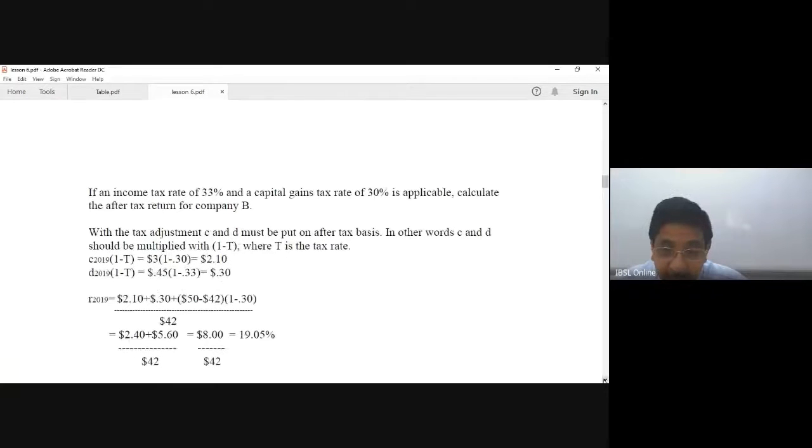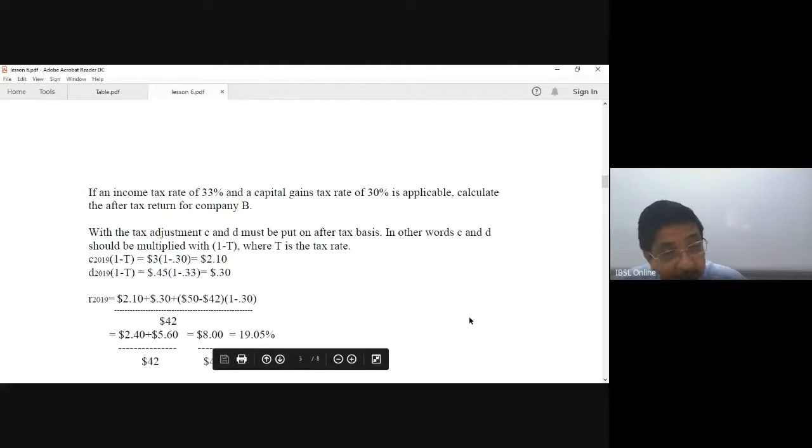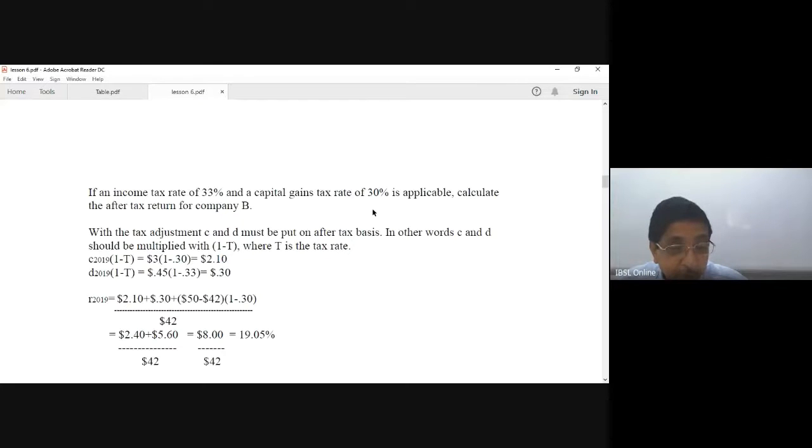Now you can see what really will happen when the tax rate is involved. I think invariably in most cases, in any country or in any jurisdiction, income tax is a must for this type of thing. So income tax has to be in two forms. There will be a capital gains tax in some countries and income tax also. I have given in this example the income tax rate as 33% and the capital gains tax rate as 30%. Now we have to calculate the after-tax returns of company B.